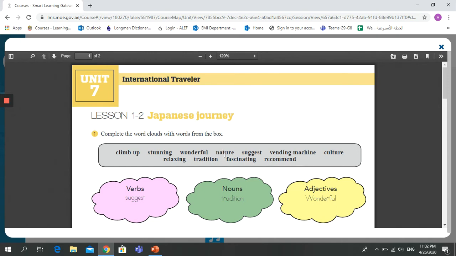Nature. The word nature. Some people don't like to stay in the city. They like to stay in the nature. Nature is the green, the surroundings, trees, forests, mountains. So this is the nature. Very good. It's a noun. Suggest. My teacher suggests that we can come to school earlier to start the exam. So suggest is a verb.